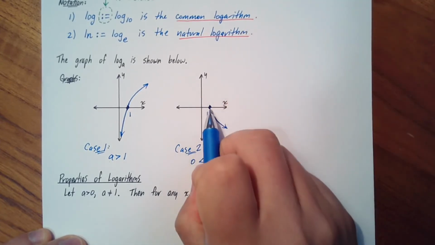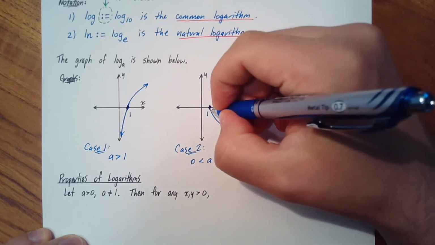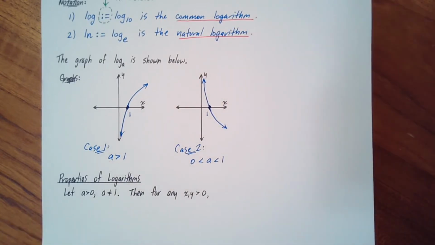So as the x values get closer and closer to 0, you approach the y-axis asymptotically, but just in the other direction. It's in the vertical direction this time. Okay, so those are what the graphs of logs look like.